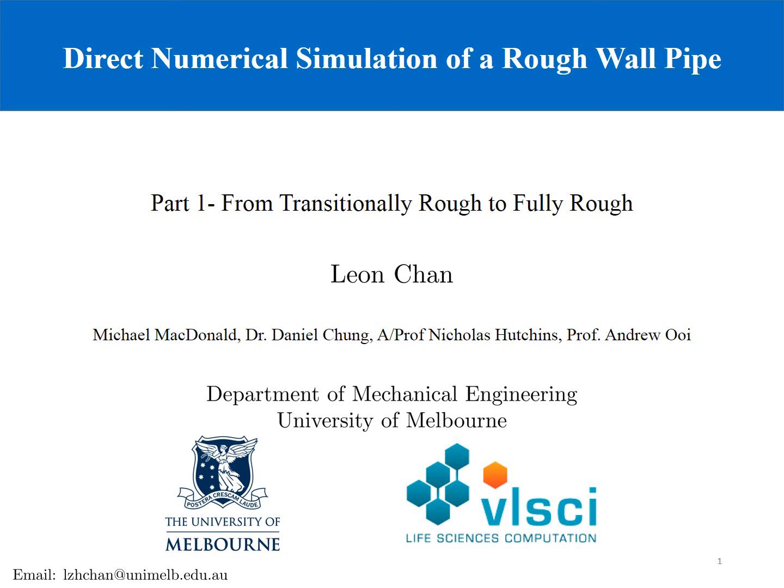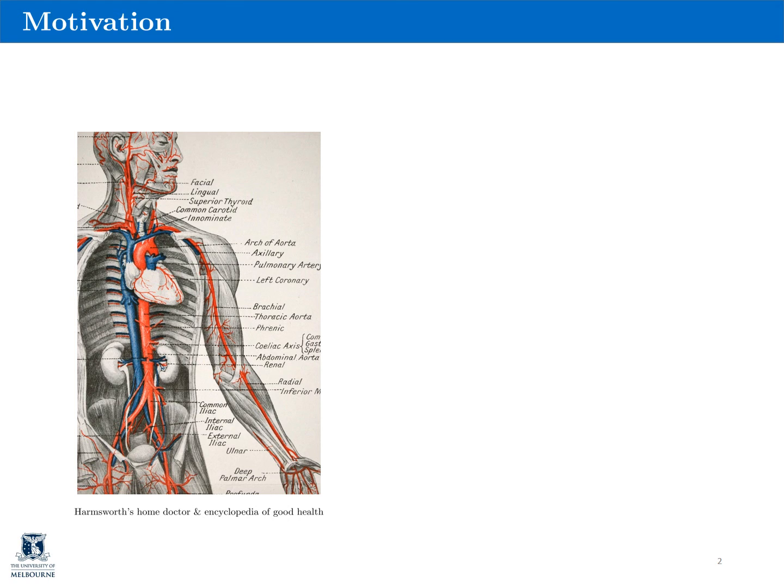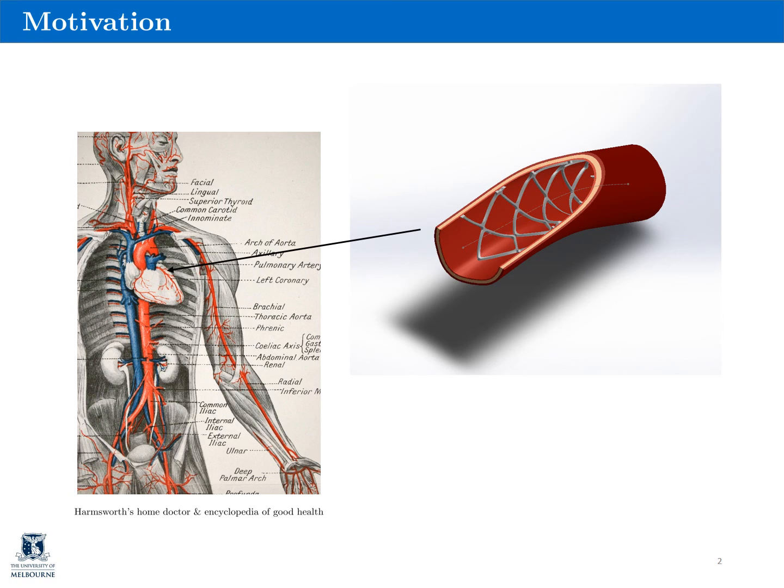The title of this talk is Direct Numerical Simulation of Rough Wall Pipe. In this talk, we will look at the turbulent flow from the transitionally rough regime to the fully rough regime. Most surfaces are not smooth and contain some kind of roughness. In biological flows, roughness is observed in a stented artery, and how this foreign roughness affects blood flow is an area which is being thoroughly investigated.